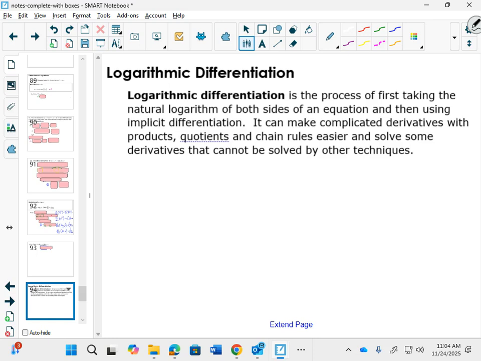So logarithmic differentiation is the process where instead of taking the derivative like you normally would with product rules and quotient rules, you first take the natural log of both sides, because you have log laws that let you break things up. Then you can do implicit differentiation, and sometimes this makes overly complicated derivatives easier to do. So we'll look at examples.